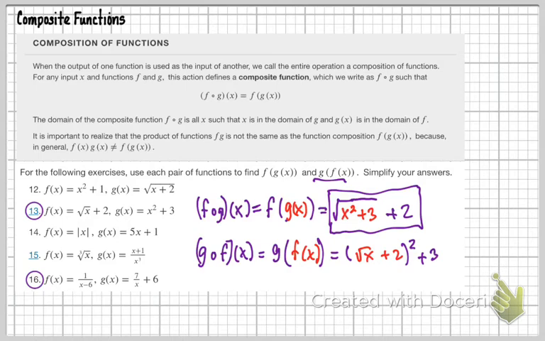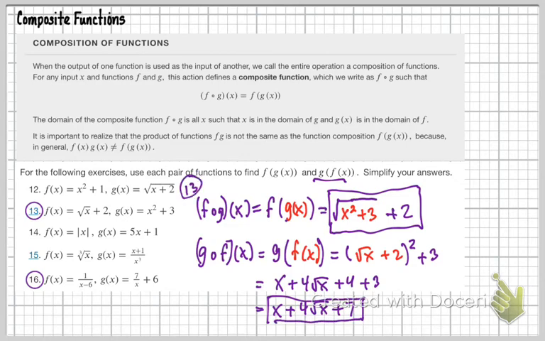So then I can actually square this first piece here because there's a squared there. And we should be able to do that and simplify it a little more, possibly. So this is going to be x plus 4 square root of x plus 4 plus 3. So our final answer for this one is going to be x plus 4 square root of x plus 7. So this would be the answer for g of f. Now again, remember, this was number 13. Both components here. So now we're going to finish up the second component for 16.